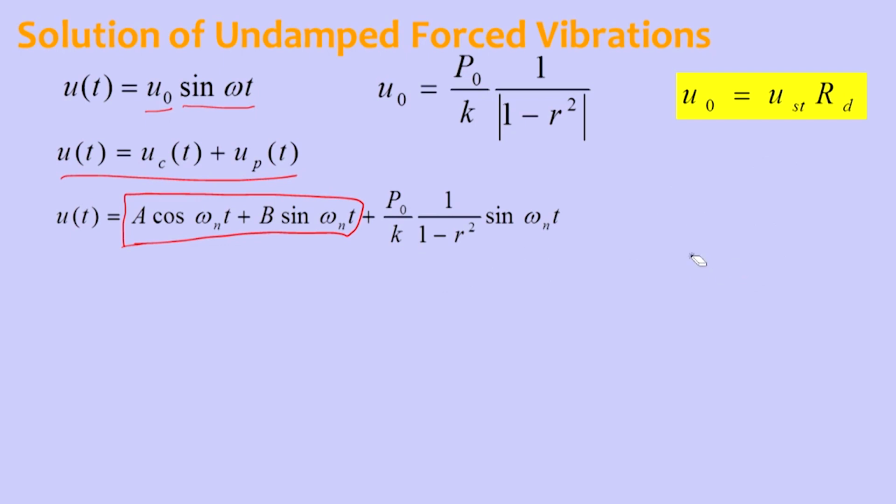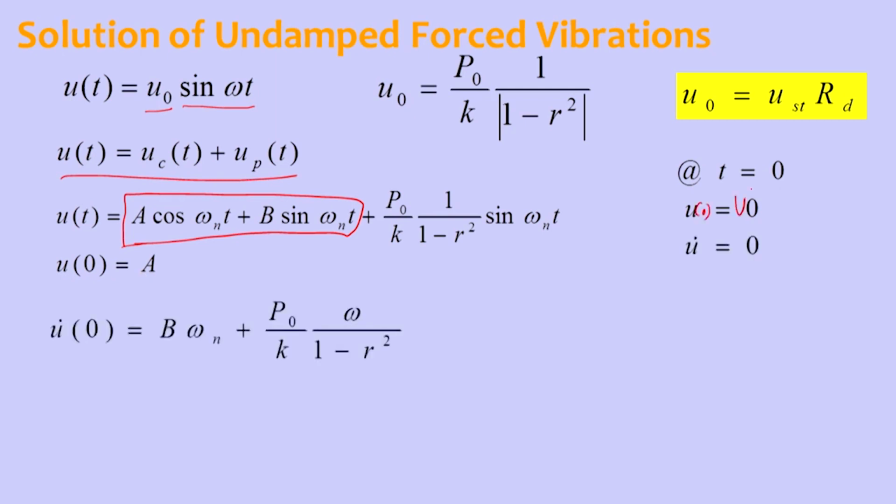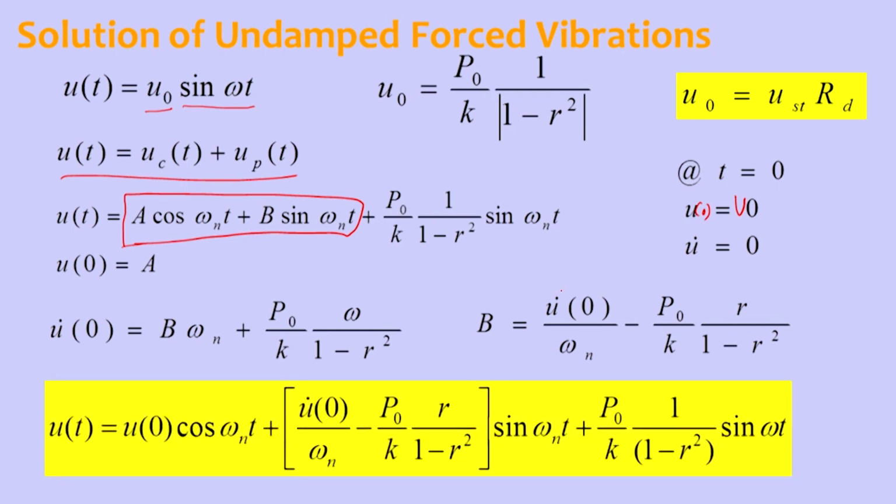At time t equal to 0, the displacement is u0, and at time t equal to 0, the velocity is u dot 0. So at time t equal to 0, if the displacement u is equal to u0 and we substitute that in this, then u0 will be a. The velocity component u dot 0 will be b omega n plus p naught by k times omega by 1 minus omega square. Using this we can get the constant b as this term, and if you substitute back into the original equation, this is the solution of undamped forced vibration.